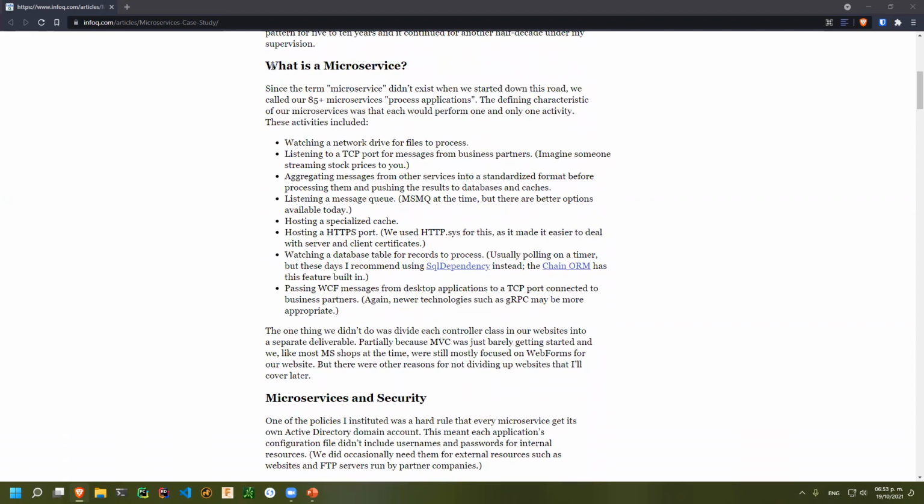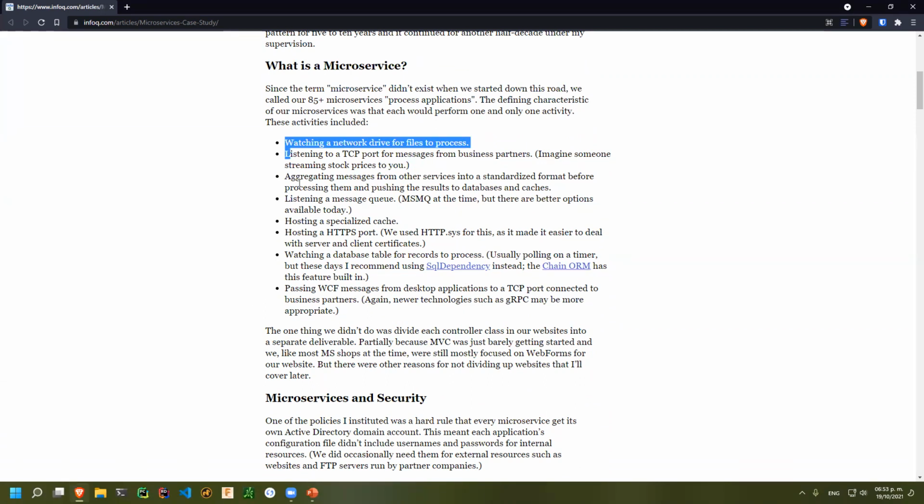So in here, they explain their concept of microservices. In here, we can see their definition for a microservice. And they actually went for defining a microservice as a single activity. So they have one service to act as a file watcher. They have another one to act as a simple gateway, another one for aggregation, another one for a message queue, that kind of stuff. So this is actually one way to go about doing microservices.